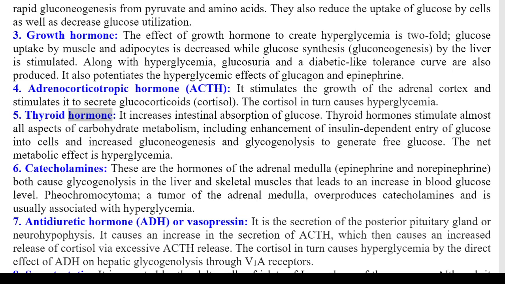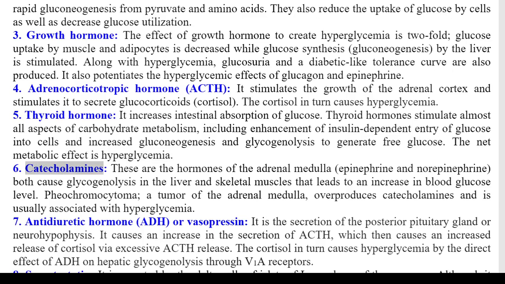5. Thyroid hormone. It increases intestinal absorption of glucose. Thyroid hormones stimulate almost all aspects of carbohydrate metabolism, including enhancement of insulin-dependent entry of glucose into cells and increased gluconeogenesis and glycogenolysis to generate free glucose. The net metabolic effect is hyperglycemia.